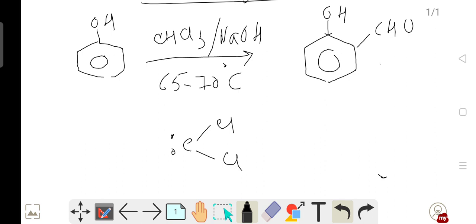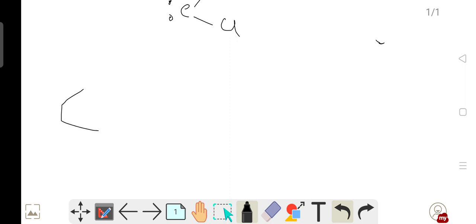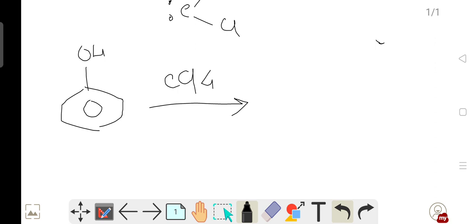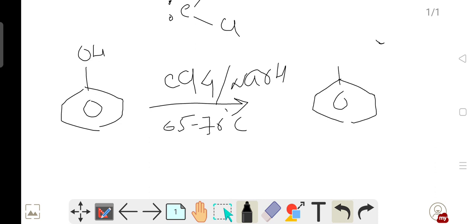Later we discussed that instead of chloroform, if we use carbon tetrachloride in presence of sodium hydroxide and 65 to 70 degrees centigrade, then the product will be salicylic acid. And the reaction mechanism of this reaction is the same as the Reimer-Tiemann reaction. So what is the reaction mechanism?